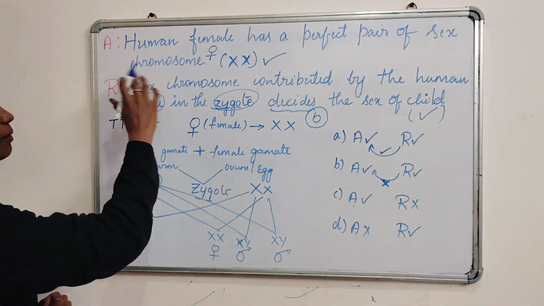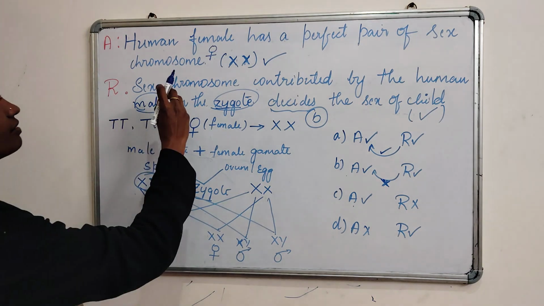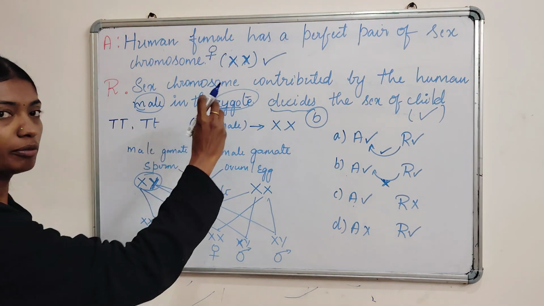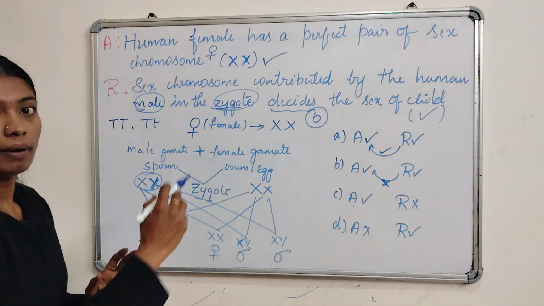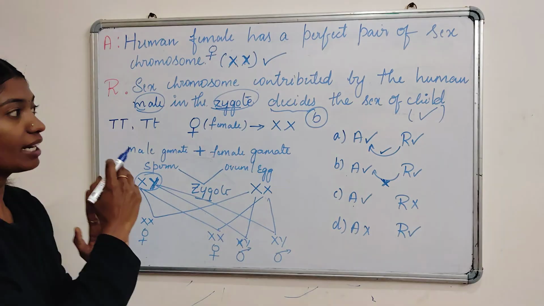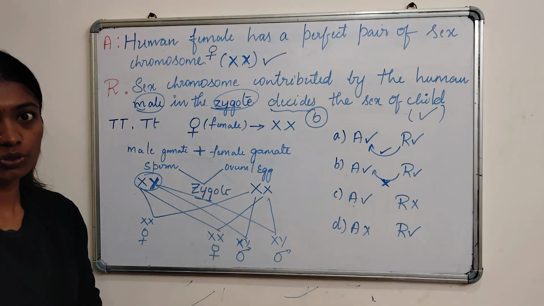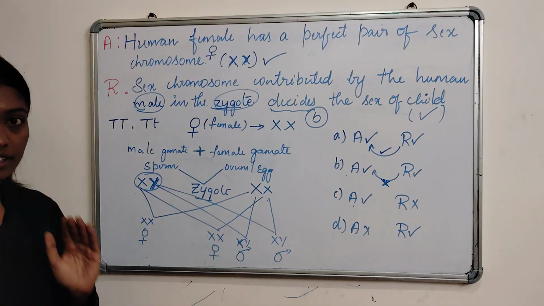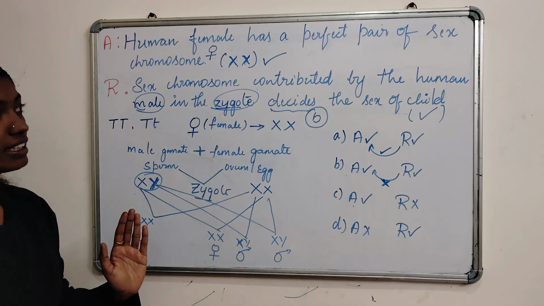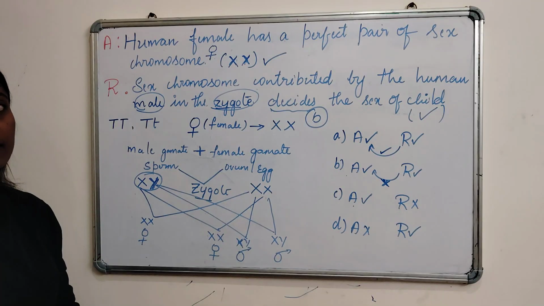Then what, ma'am, what can be the reason? Suppose the same reason is asked like this: a pair of sex chromosomes in the female will be contributed, one chromosome from the father's side and one chromosome from the mother's side. If the statement is given like this, then our answer would have been A, assertion is true, reason is true. But in this case, assertion is true, reason is true, but this is not supporting the assertion. That is B.